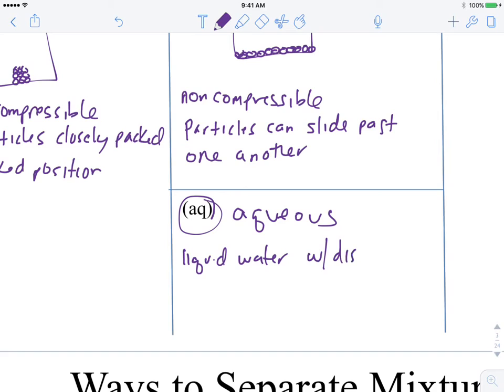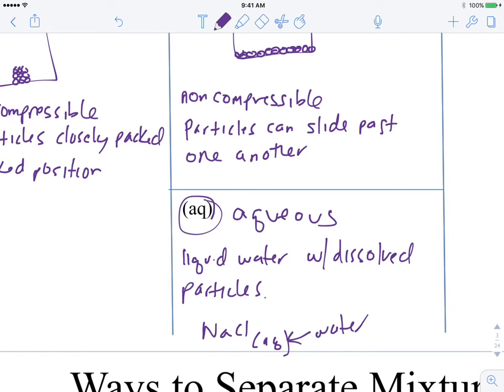Now, if I talk about aqueous, aqueous is where you still have liquid, it's liquid water, with dissolved particles in it. And so the way that they represent this is they'll have the substance that's dissolved. So they'll put like NaCl, and then they'll put the little symbol AQ, and this AQ means that you have NaCl dissolved inside the water.